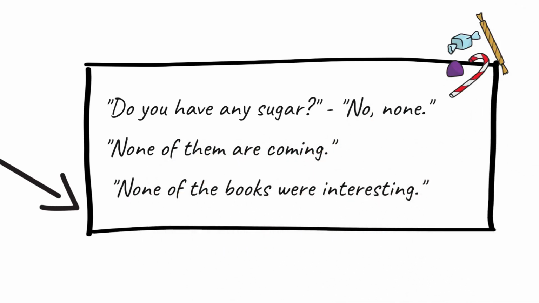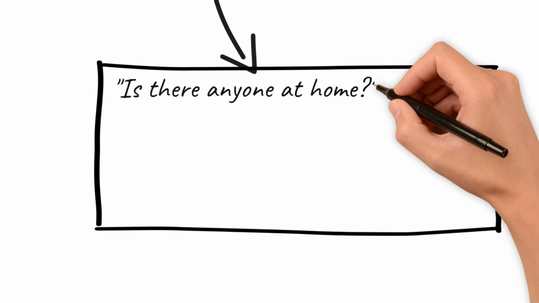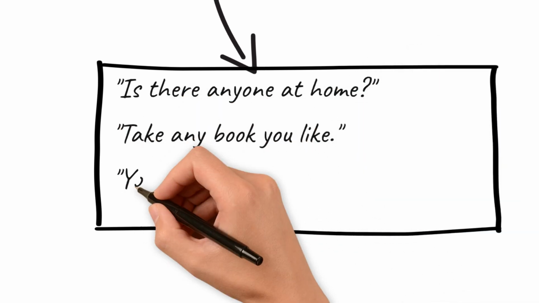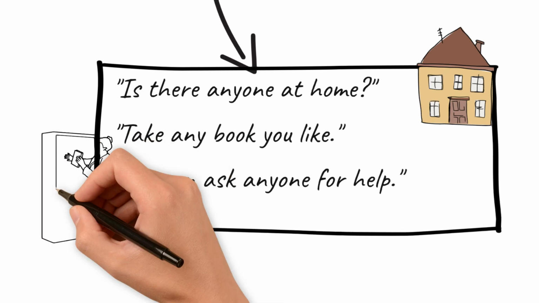Any and anyone are used to indicate it doesn't matter who or what. For example, is there anyone at home? Take any book you like. You can ask anyone for help.